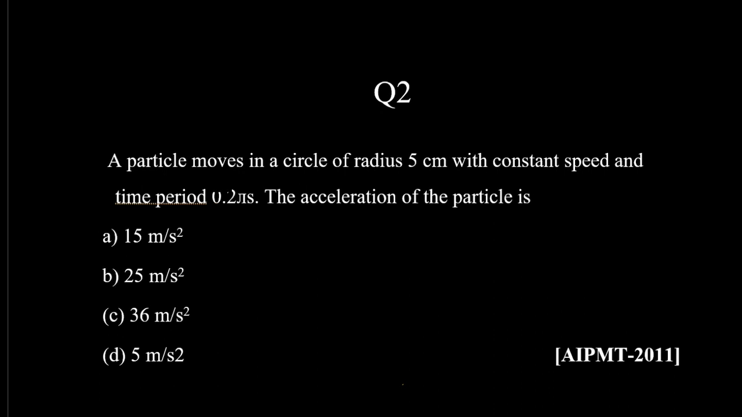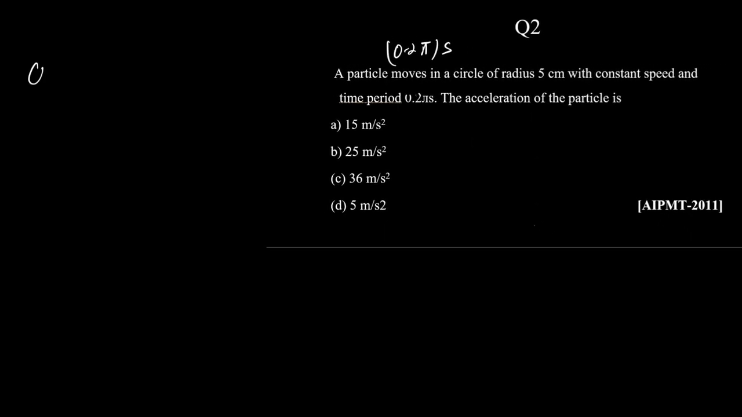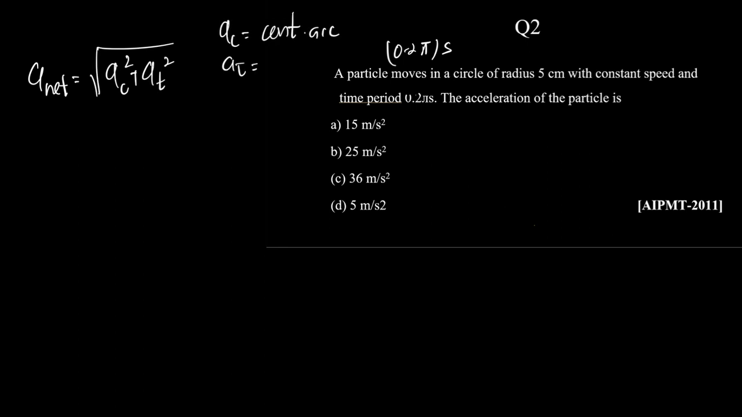A particle moves in a circle of radius 5 centimeter with constant speed and time period 0.2 pi seconds. The acceleration of the particle is, so very simple question. So we know that a net is equal to root of ac square plus at square. What is ac? ac is centripetal acceleration, and what is at? It is tangential acceleration.